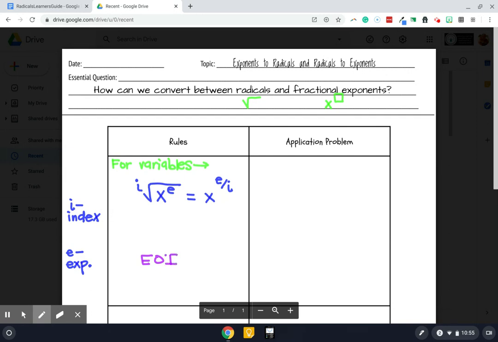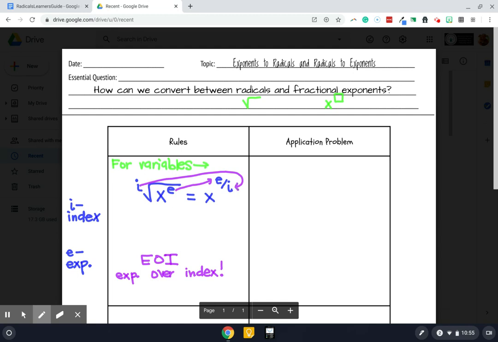EOI, exponent over index. And so as we're changing stuff, that's kind of what we want to be watching for. We want to keep our exponent up high, and our index is going to go down low.